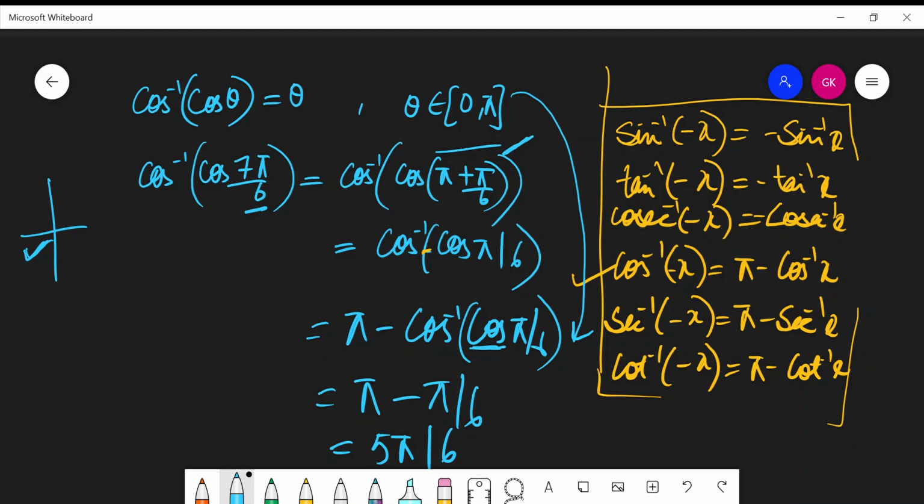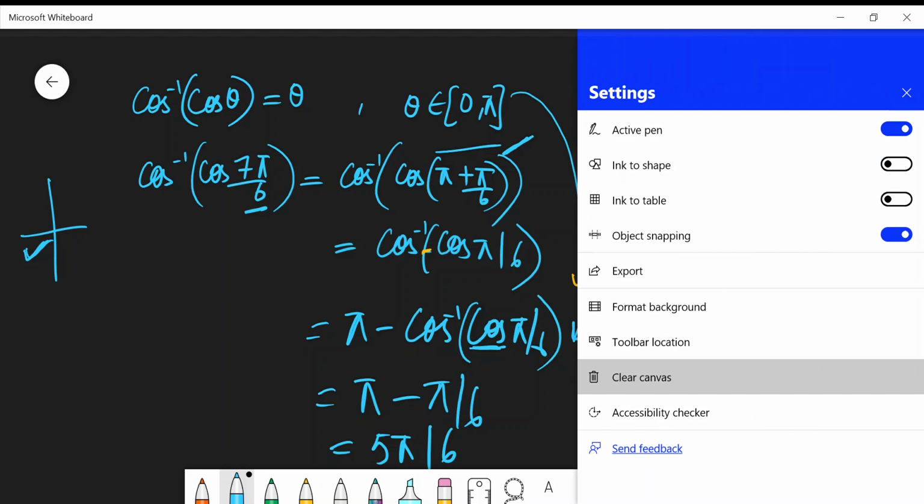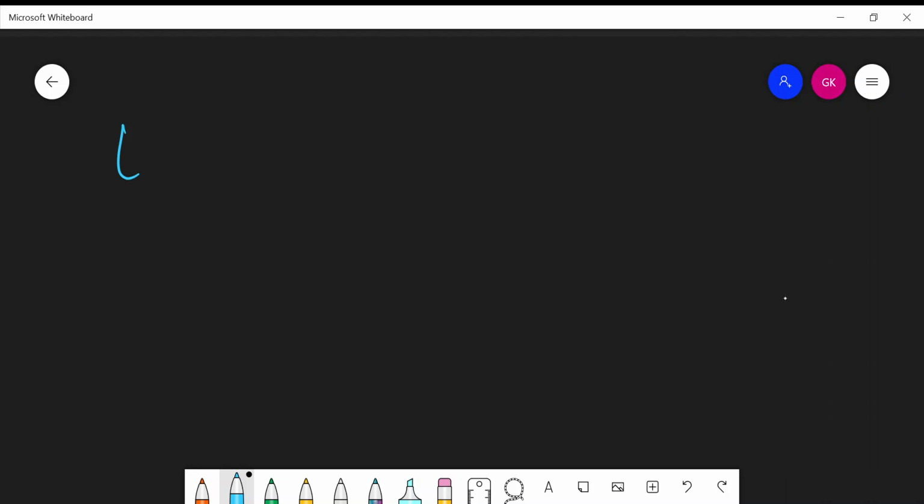You will get only these types of questions in the board exams. Make sure you note it down. If I give you a question in terms of tan, say tan inverse of tan 3 pi by 4.